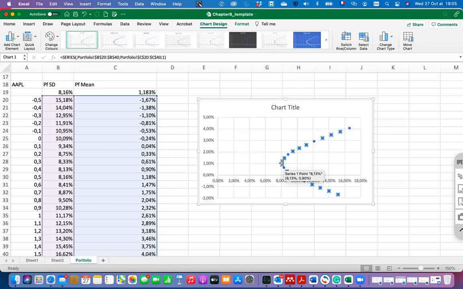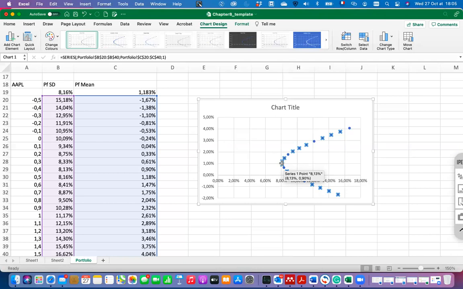Now, as investors, how will you choose the right combination? It depends on your risk aversion or risk tolerance. If you experience an extreme fear of risk, a phobia of risk, you will choose automatically the minimum variance portfolio.